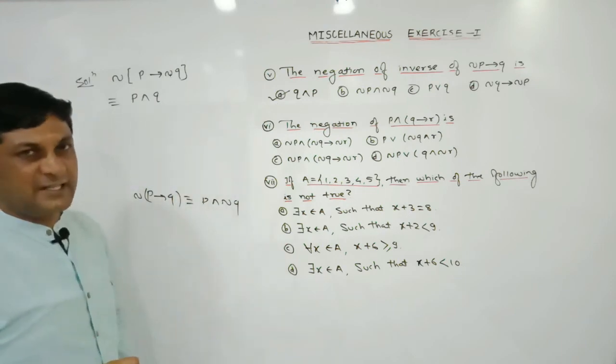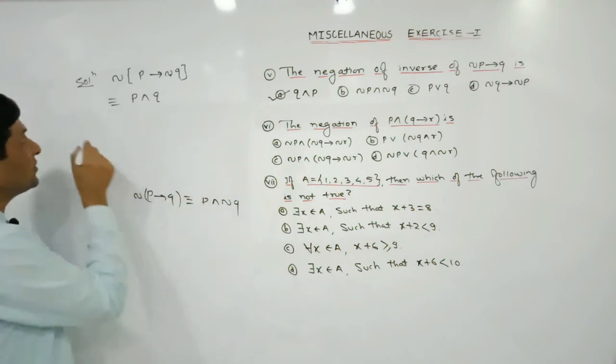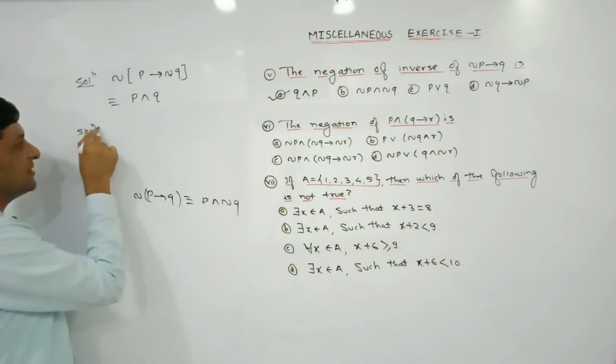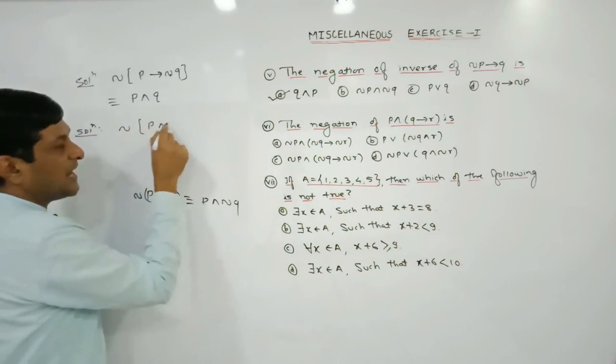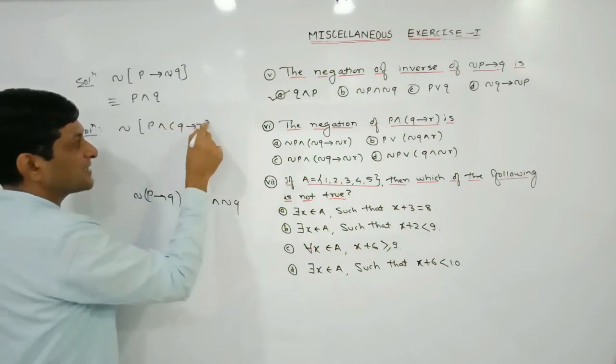Now observe the second statement. Here we are finding the negation of this given statement: negation of (P and Q) implies R.